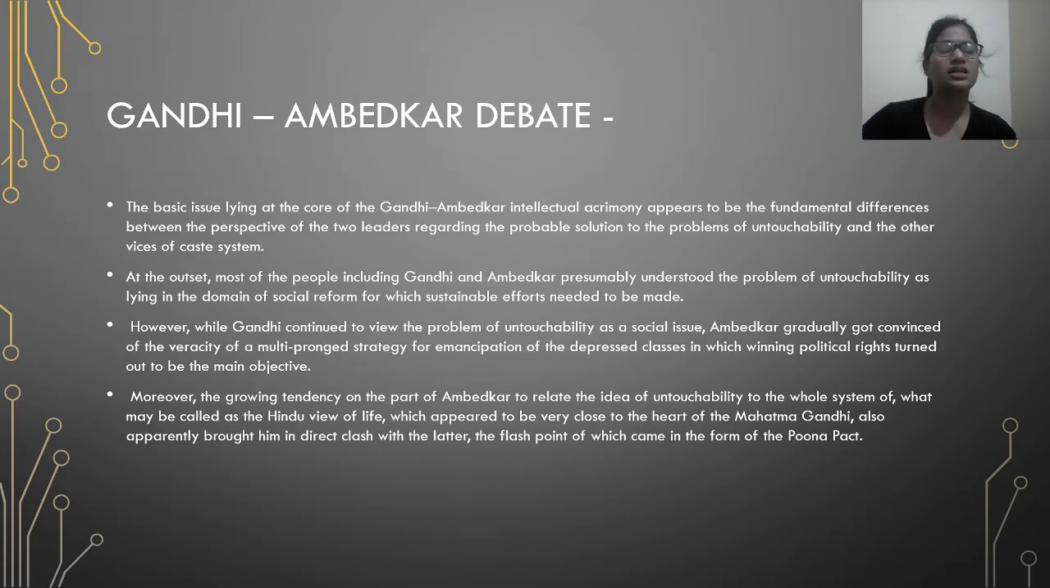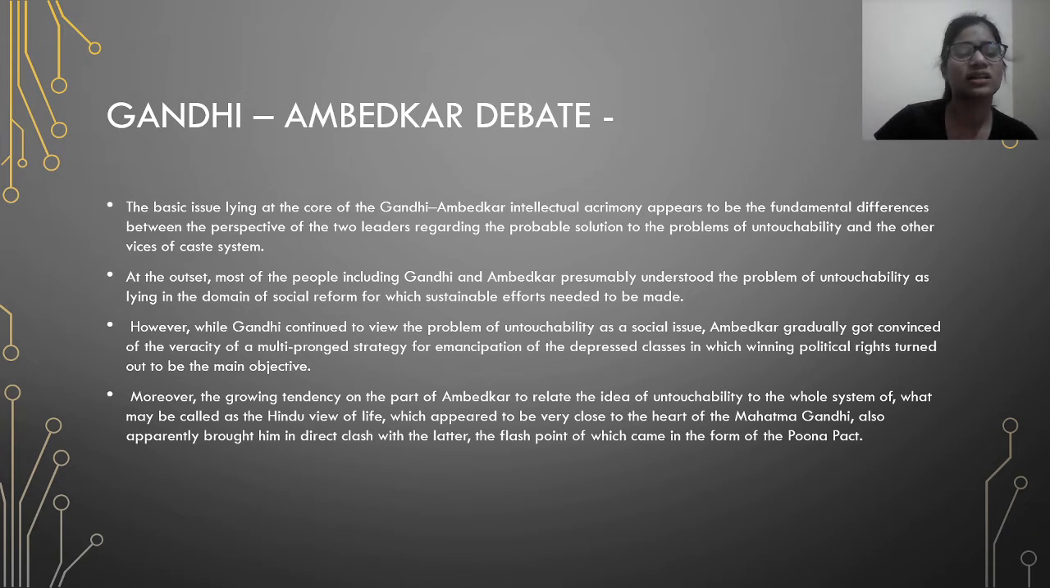Now let's talk about the Gandhi-Ambedkar debate. As we all know, the basic issue was at the core of the Gandhi-Ambedkar intellectual acrimony. It appears that there were very fundamental differences between the two leaders. So we can see there was a question of the solution to the problem of untouchability under the caste system. At the onset, most people, including Gandhi and Ambedkar, basically understood the problem of untouchability as lying in the domain of social reform, for which sustained effort needed to be made by them.